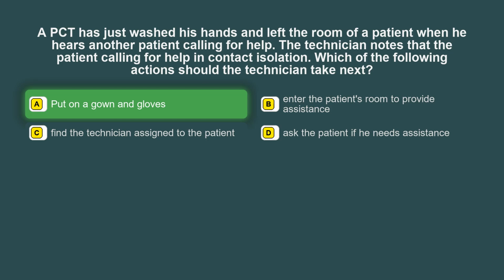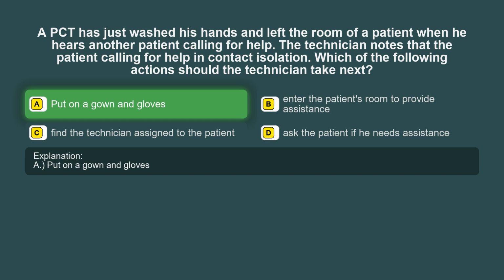The correct answer is option A. Put on a gown and gloves.